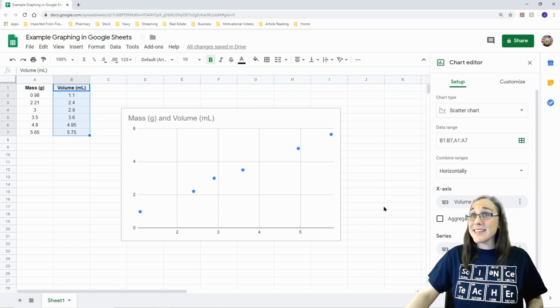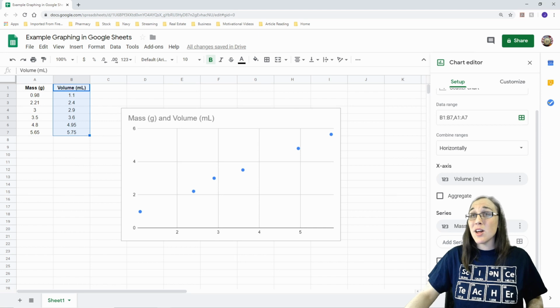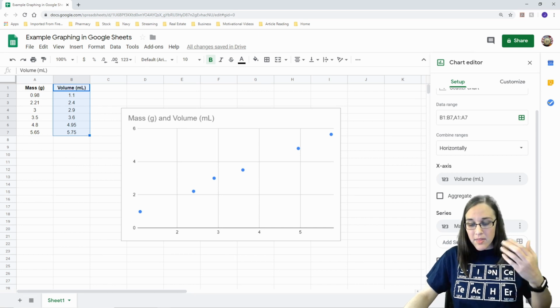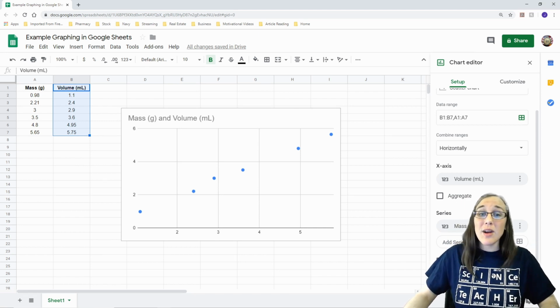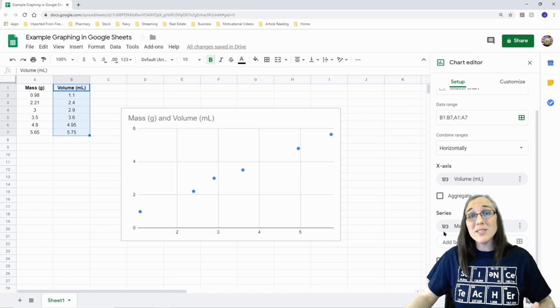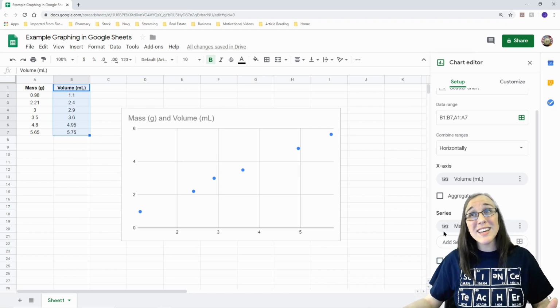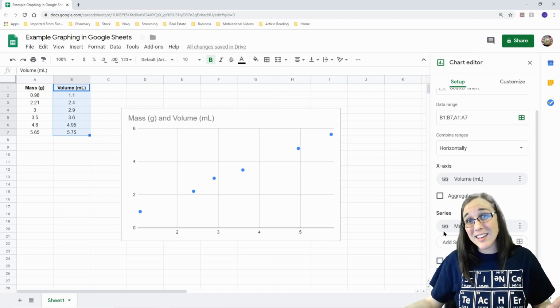Now I correctly have volume on my x-axis and mass on my y-axis. The next step that we need now is to make this graph look a little nicer. It looks horrendous as far as I'm concerned right now. There are no labels. And if it's no labels, it's practically naked. Are you really going to send your graph out like that, all naked in the street? I hope not. That's just embarrassing.